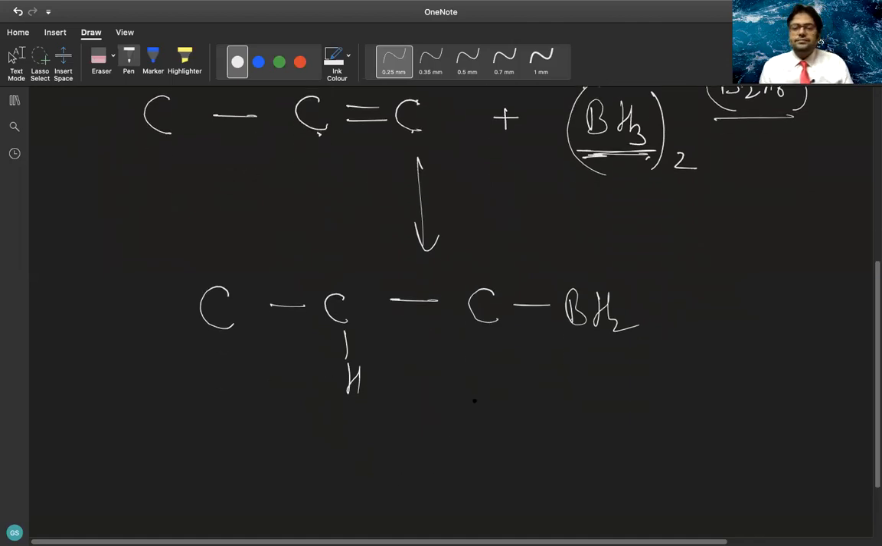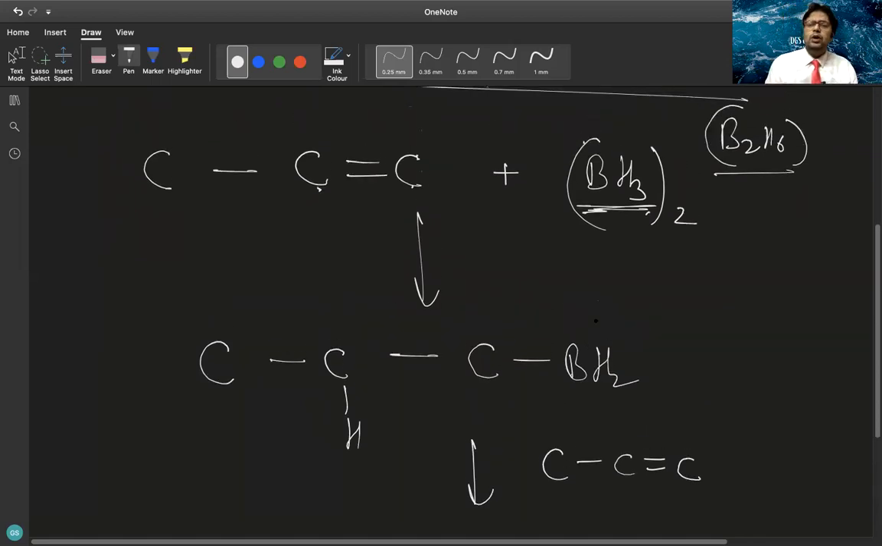Going further, what we can say is that when we again add this, why is it so? Because BH3 to start with has 3 hydrogens. As we know, 3 hydrogens can be replaced by hydrogen in this case. Look at this. This is simply what? Boron is trading its H minus to get to this double bonded carbon.